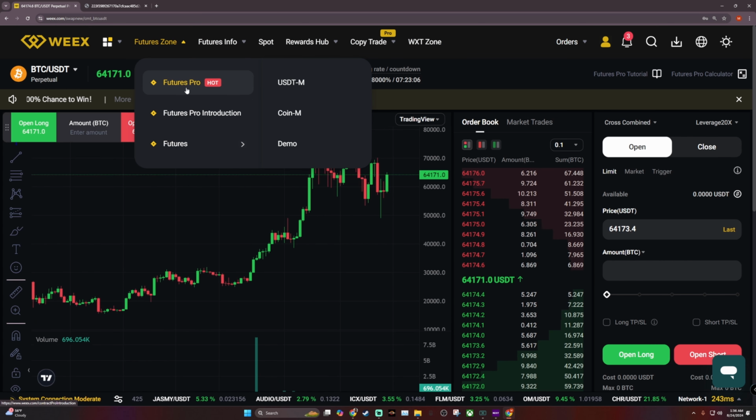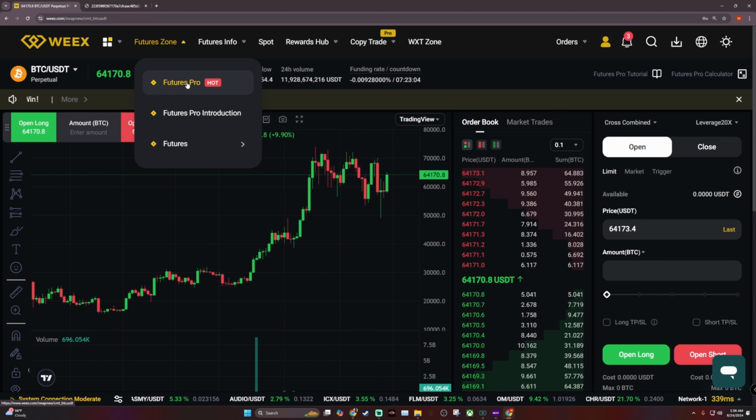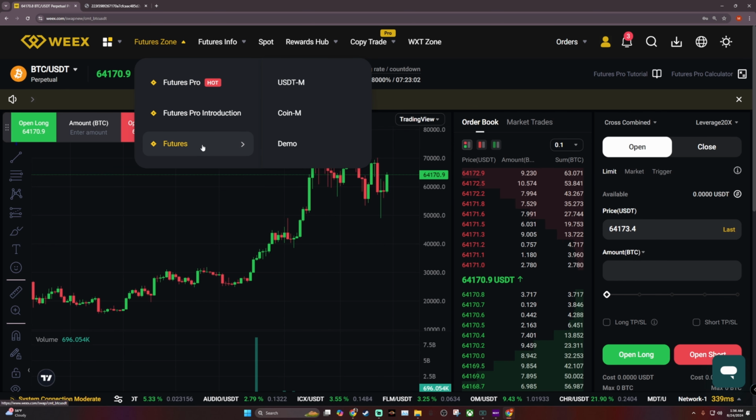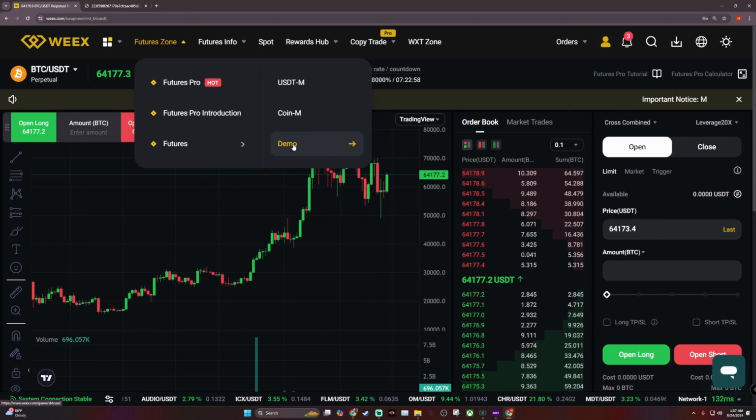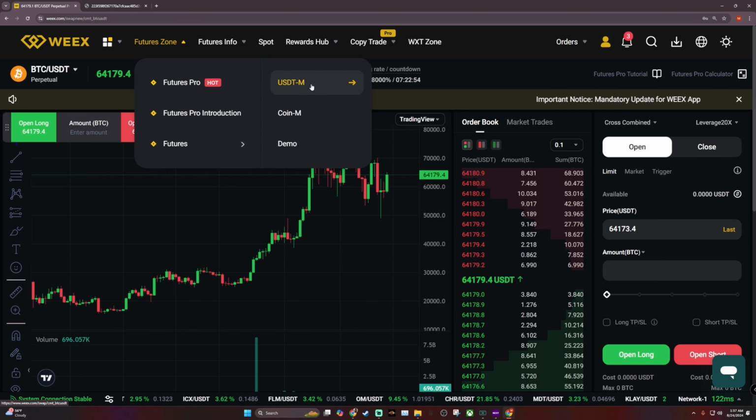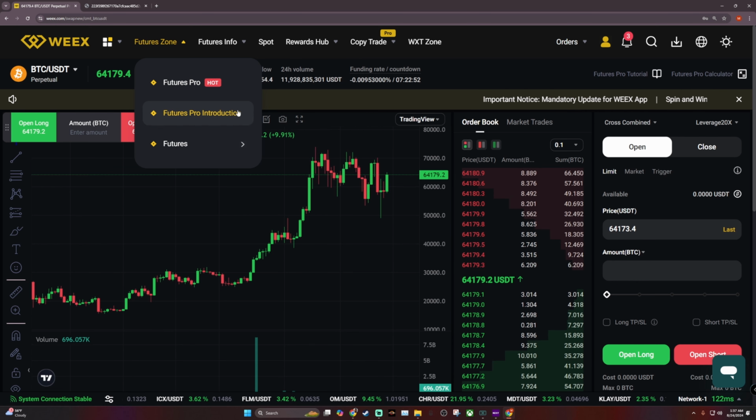If you don't want to do the Futures Pro, which is basically designed for day traders and swing traders, and you want to change something up, you can go over here to the basic futures. Right here you have Demo, Coin M, and USDT-M. USDT-M is basically the same as Futures Pro, if you ask me.